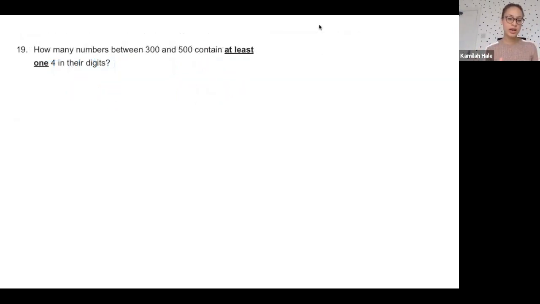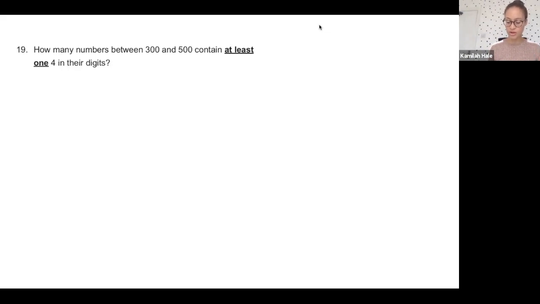Question 19, how many numbers between 300 and 500 contain at least one 4 in their digits? So we've got the numbers in the 300s and we've got the numbers in the 400s to count. So let's do the 300s first, because that's the trickier one. Now, a lot of people were saying 200 to me in the chat. It's not 200 because not all of the numbers between 300 and 500 will include a 4. So we do actually have to do some working out.